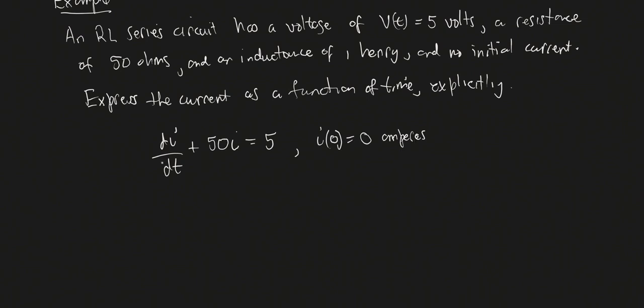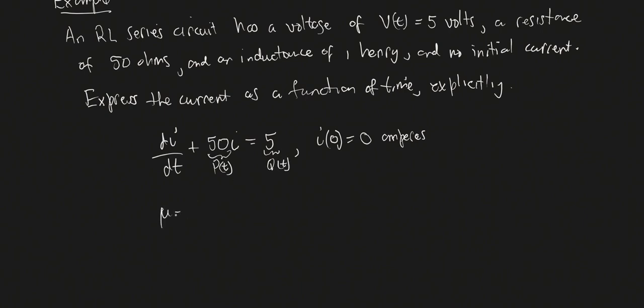Like I said, it's linear. This technically is also separable. To separate it, we would have to move the 50I over here and then divide by that entire quantity, so again, not going to do that. It's set up perfectly for the integrating factor method. Here is our P of t, and this is our Q of t.